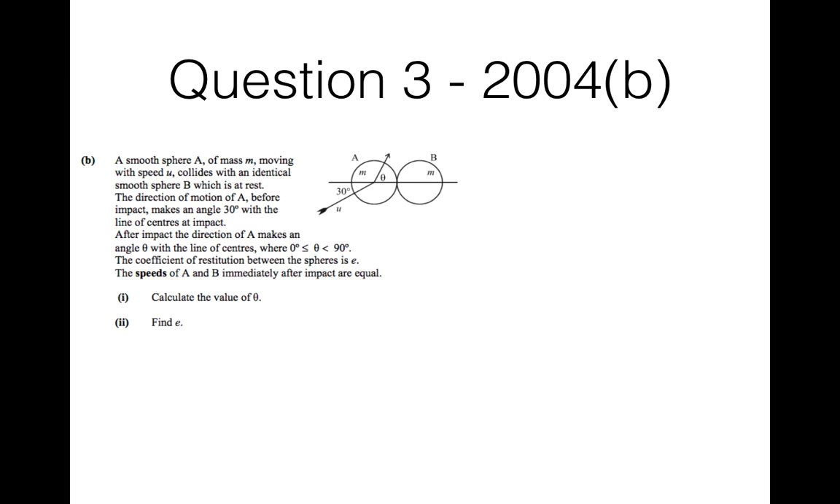After impact, the direction of A makes an angle of theta with the line of centres, where theta is between 0 and 90. The coefficient of restitution is e, and the next part is important. The speeds of A and B immediately after impact are equal. We'll need to use that. Find theta, find e. So start with your table.